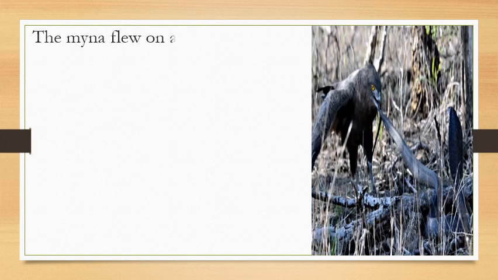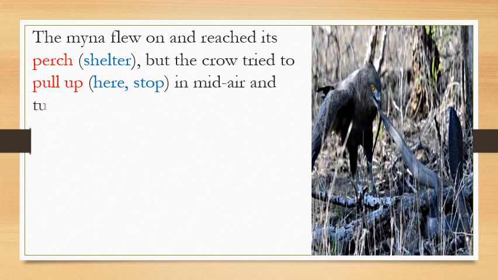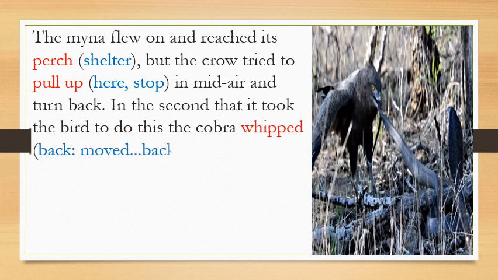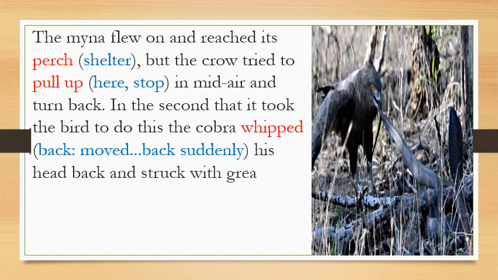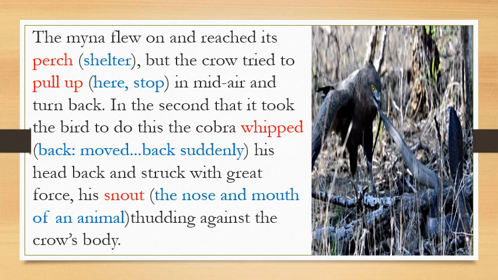The myna flew on and reached its perch, means shelter, but the crow tried to pull up, means here stop, in mid-air and turn back. In the second that it took the bird to do this, the cobra whipped, means back, moved back suddenly, his head back and struck with great force. His snout means the nose and mouth of an animal. Thudding means moving against the crow's body.